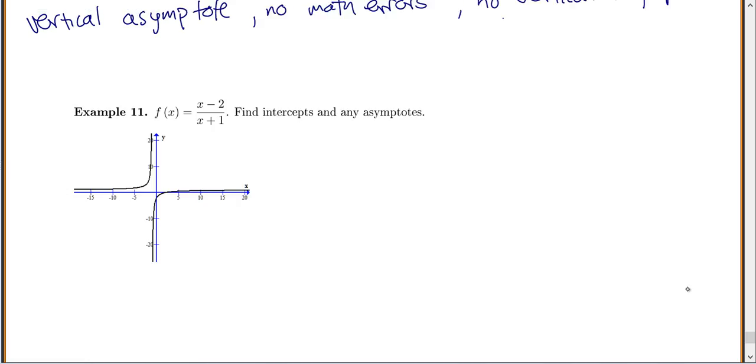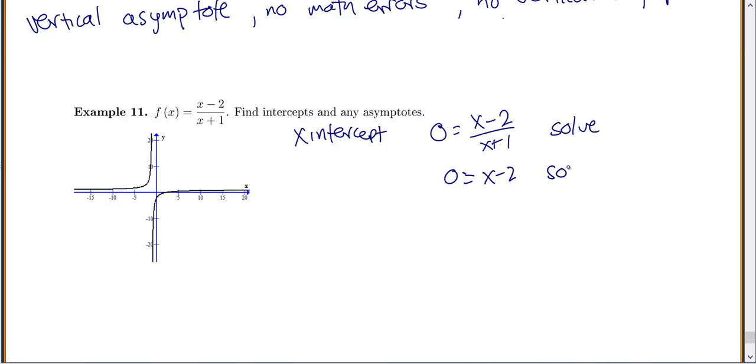Let's try this next one. So f of x equals x minus 2 over x plus 1. Okay, so x-intercept. You set it equal to 0, so 0 equals x minus 2 over x plus 1, and solve. You multiply both sides by x plus 1, so that's kind of gone. So you just have 0 equals x minus 2, so x equals 2. Okay, here's my 2, that's my x-intercept, that looks good.